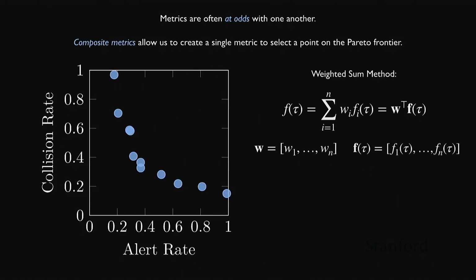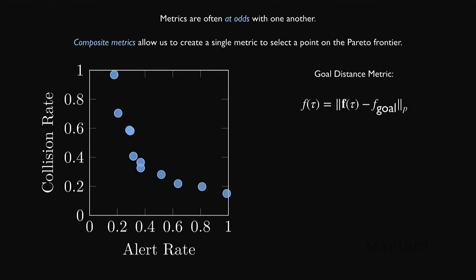One was the weighted sum method, where we just give each of these different metrics a weight. So how much we care about alert rate versus how much we care about collision rate in a relative sense. And then we just compute the weighted sum of the values of all the metrics. So in this case, for example, if we wanted our weight vector to add up to 1, and so we gave 0.8 of the weight to alert rate, and 0.2 to collision rate, then we would pick a point with the highest weighted sum.